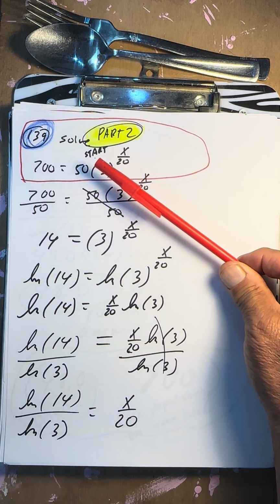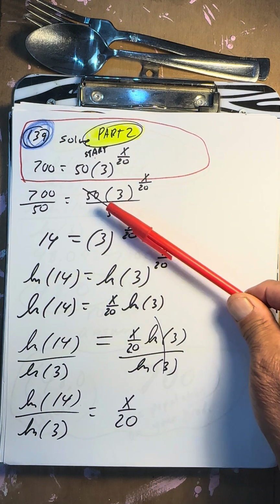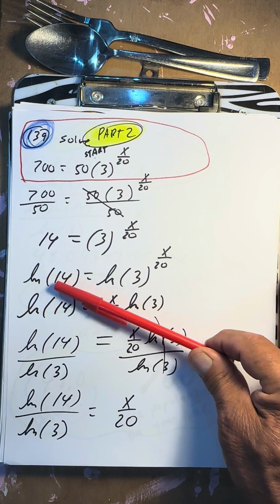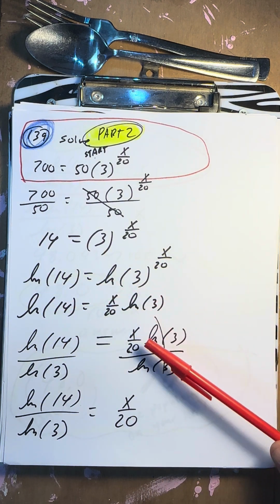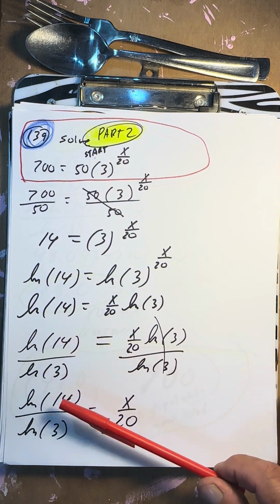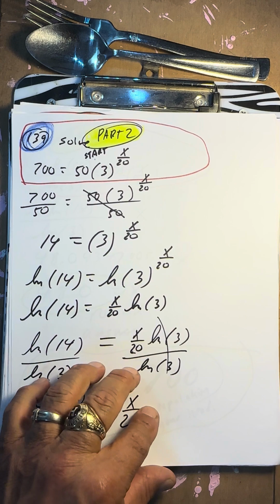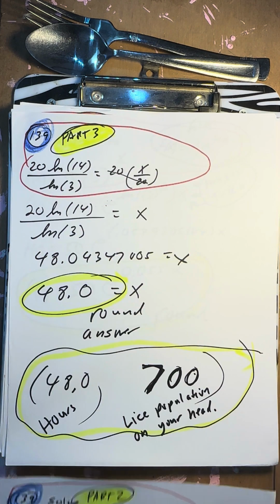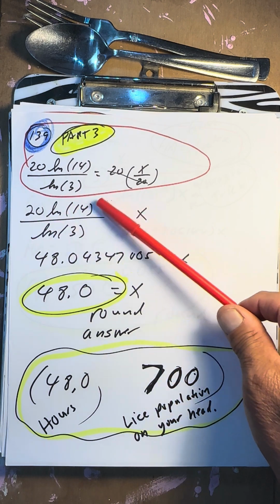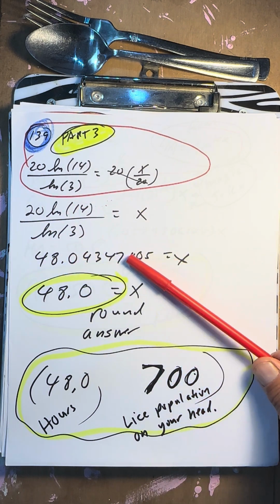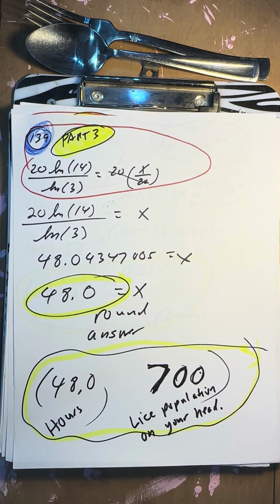You start with 50, you want to end up with 700. Oh, that's fine. So divide by 50, 14 equals this. ln, this number goes to the front. ln 14 equals x times this. Now divide by ln 3. ln 14 over ln 3 equals this. Now you need to get rid of that 20. So multiply both sides by 20. So now we have x equals this. Calculator, 48 point something, or just 48. 48 hours later, 700 lice popping in your head. How's that?